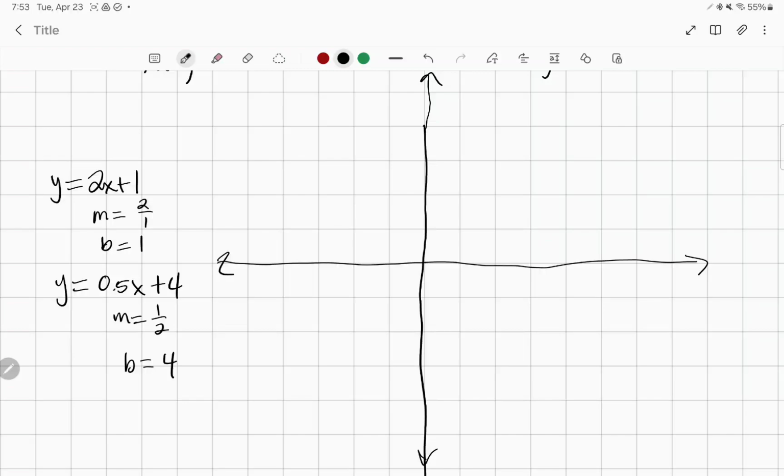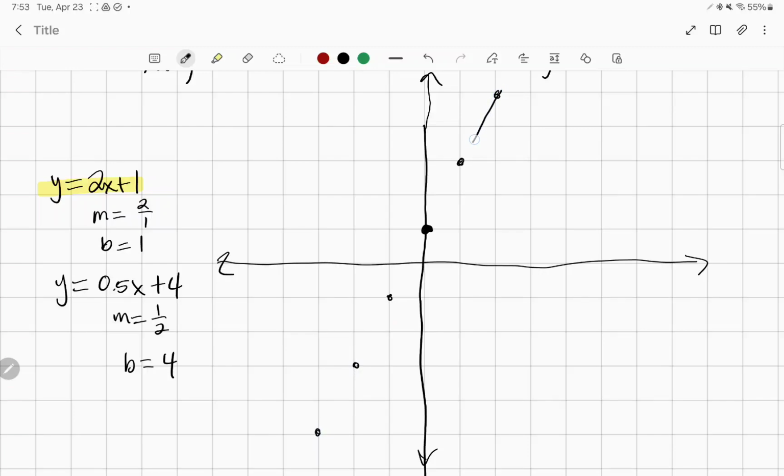So if we look at the graphs here, we have the two equations, 2x plus 1 and 1/2 x plus 4. I pulled out the slope and y-intercepts. So let's go ahead and graph the first one, this 2x plus 1. We start with the y-intercept of 1, so it's crossing right here, and then a slope of 2. That means I go up 2 over 1, up 2 over 1, or down 2 to the left 1, down 2 to the left 1.